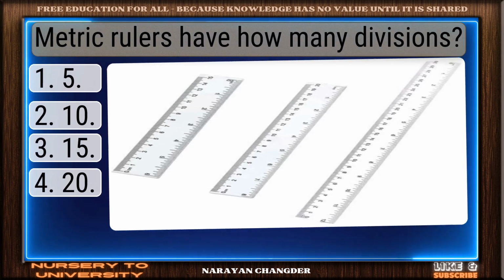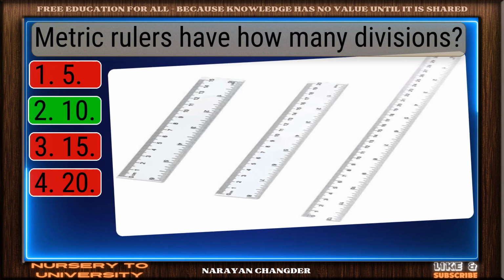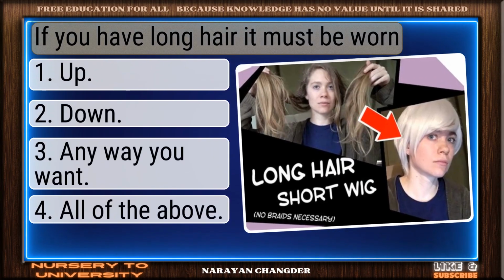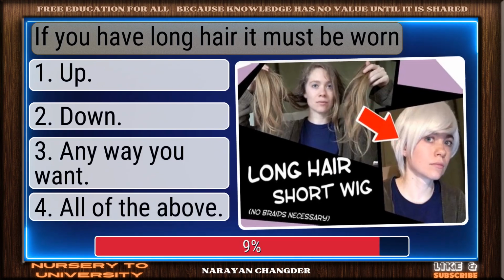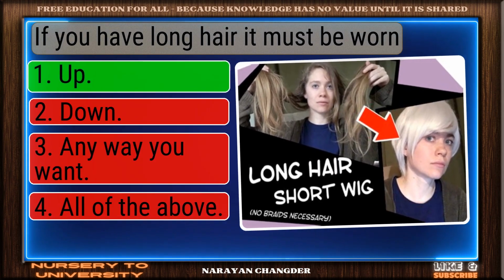Metric rulers have how many divisions? Nicely done. 10 is a solid answer. If you have long hair, it must be 1. Bravo. Up is the answer.